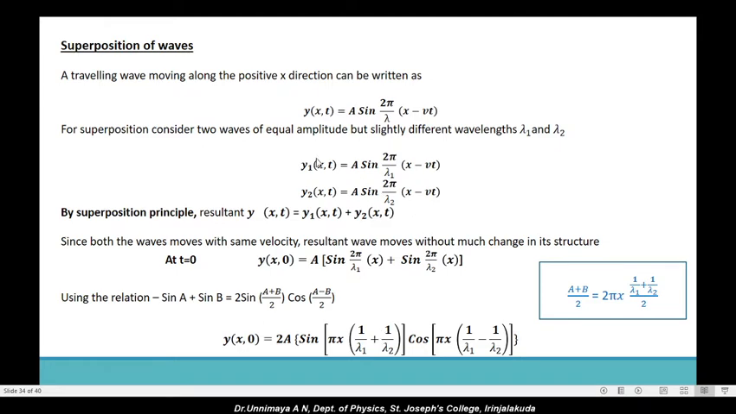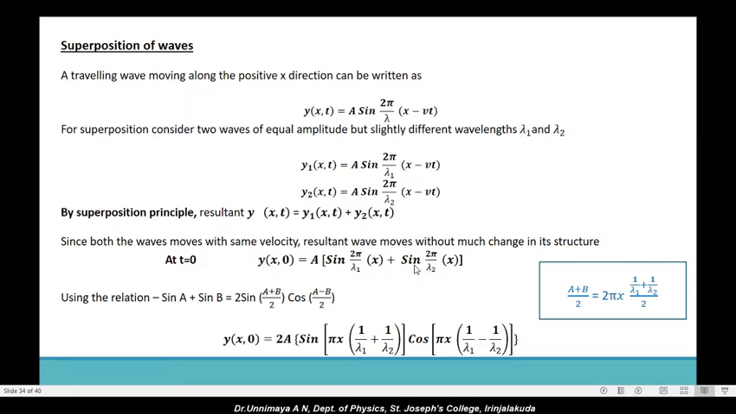So here we take two travelling waves having slightly different wavelengths λ1 and λ2. They can be represented as y1 and y2. Then we superimpose these two, that is y1 + y2, and we get the resultant displacement of the wave, y. At time t = 0, the vt term will be absent, so A sin(2πx/λ1) + sin(2πx/λ2).